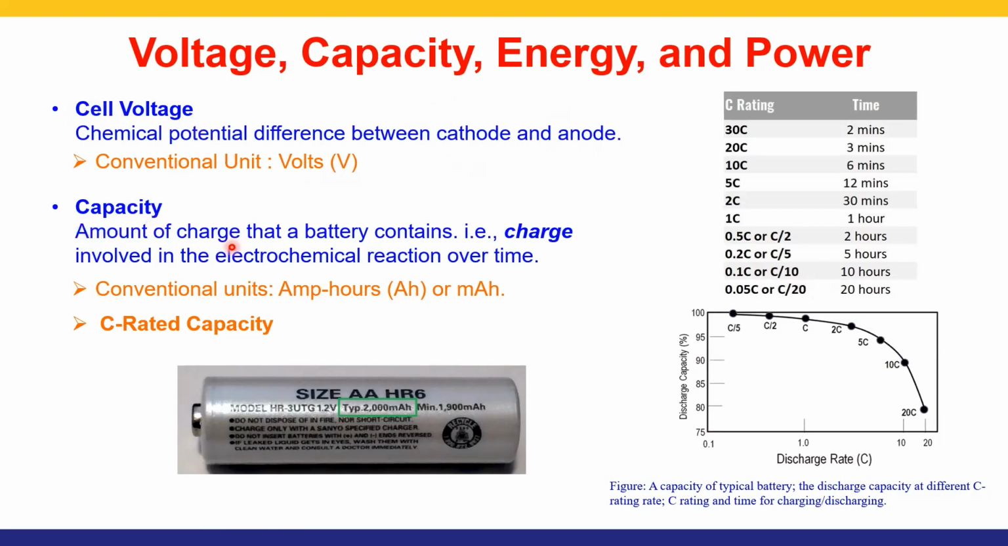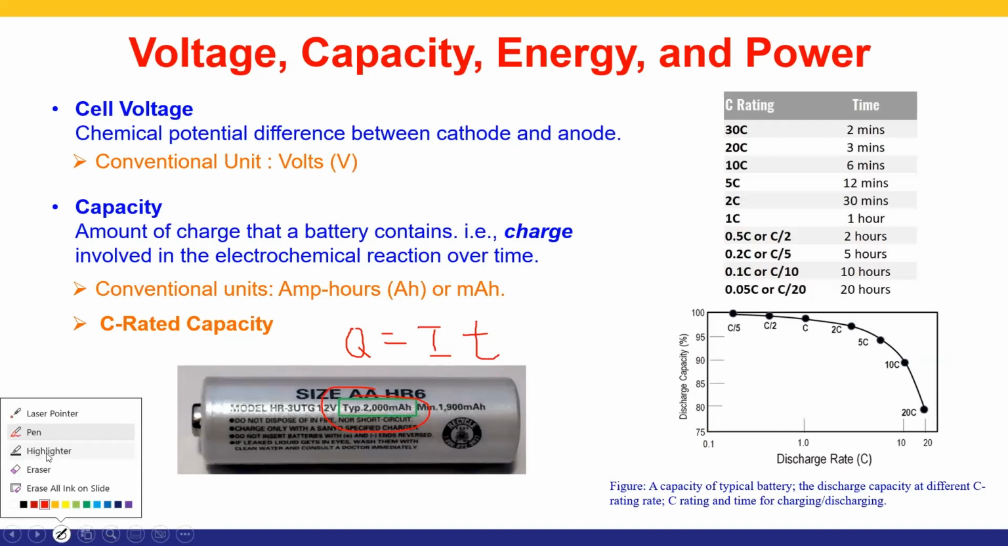A capacity is defined as the amount of charge that a battery contains. It is the charge involved in the electrochemical reaction. The conventional unit is amp-hours or milliamp-hours. In the figure below, you can see that the capacity of the battery is 2000 milliamp-hours. So why is the unit amp-hours? Because we know that charge equals current times time. So Q equals I times t. This is the reason why we have amp-hours.